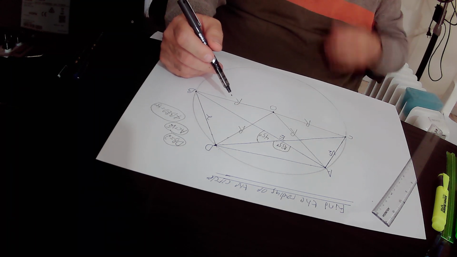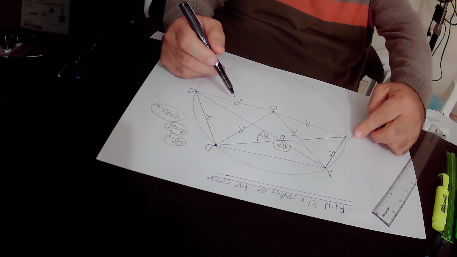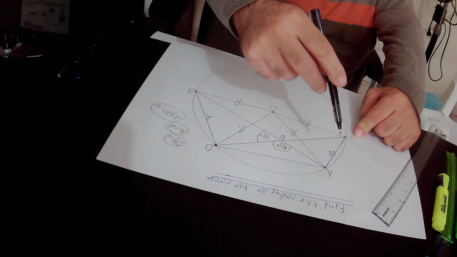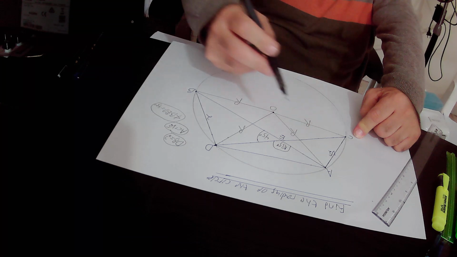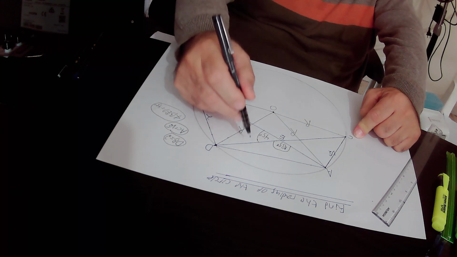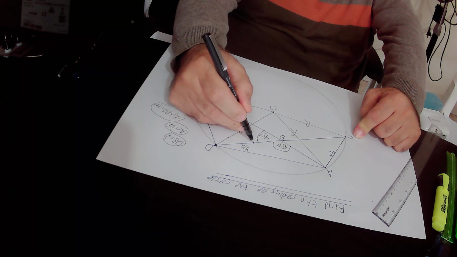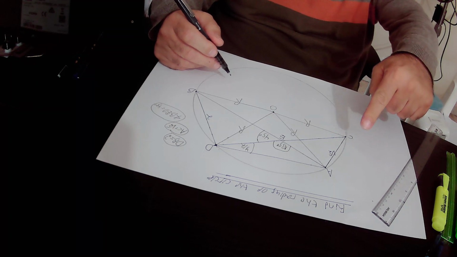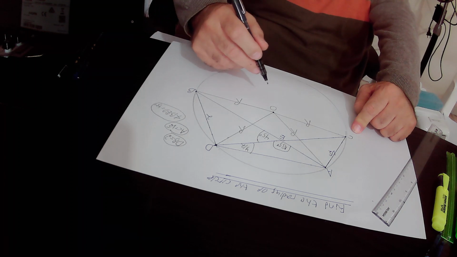In the next step, we'll focus on chord AC. The peripheral angle ADC, this peripheral angle rests on chord AC. We define the peripheral angle ADC as y over 2. Therefore, the central angle AOC that rests on the same chord AC must be equal to 2 times y over 2, that is y.